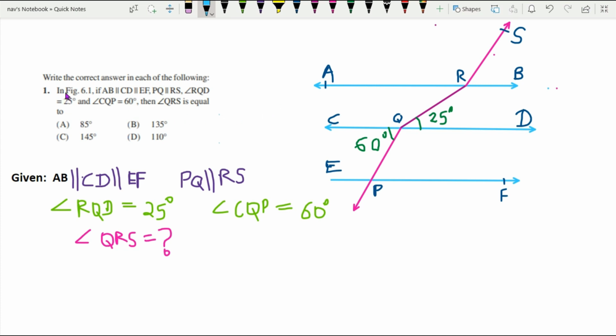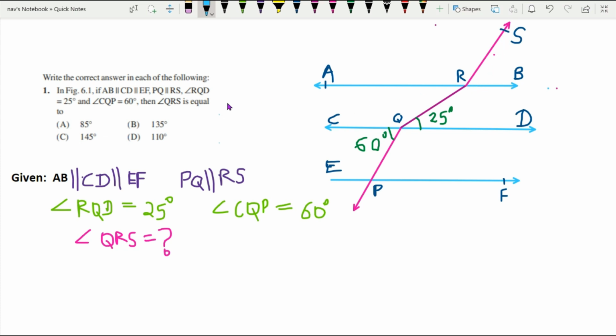The question says, in figure 6.1, this is the figure, if AB is parallel to CD and also CD is parallel to EF. This line AB is parallel to line CD and CD is also parallel to EF. It is also given that PQ is parallel to RS. This line PQ is parallel to RS.